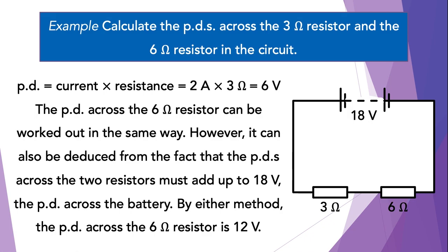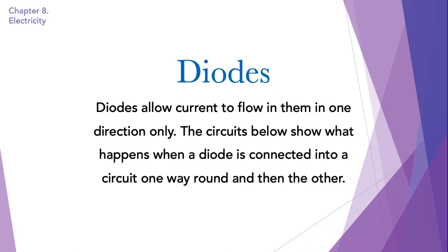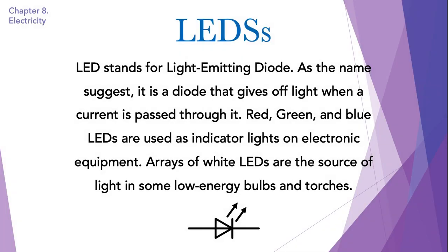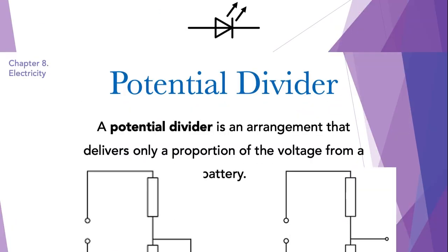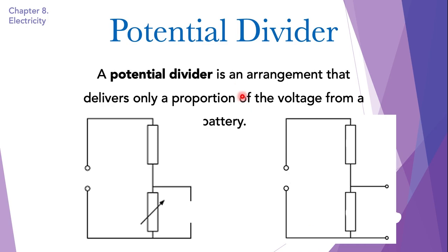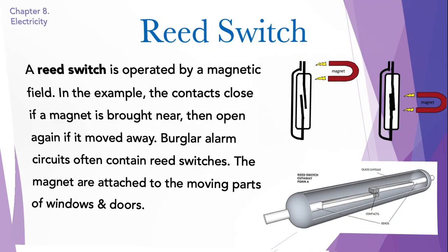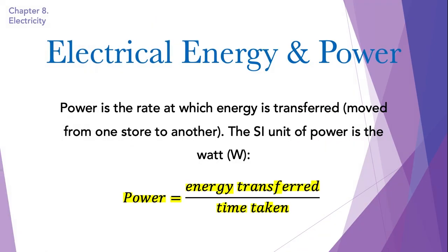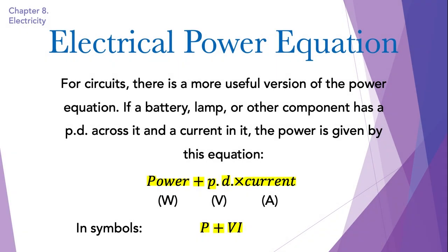And then we understood diodes. We understood the electric components like the diodes, how we use diodes as a rectifier, LEDs, what they are. I hope you remember all of these, and if you don't, you better watch it again. The potential divider, the reed switch, and then we understood electrical energy and power, the equation for power and energy transferred, and the many different equations like the power equation.